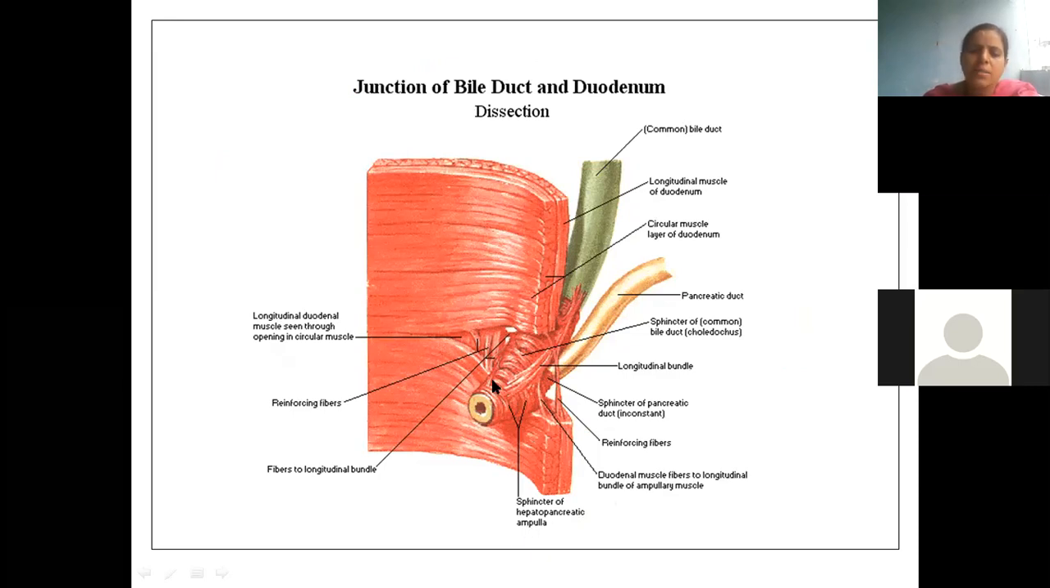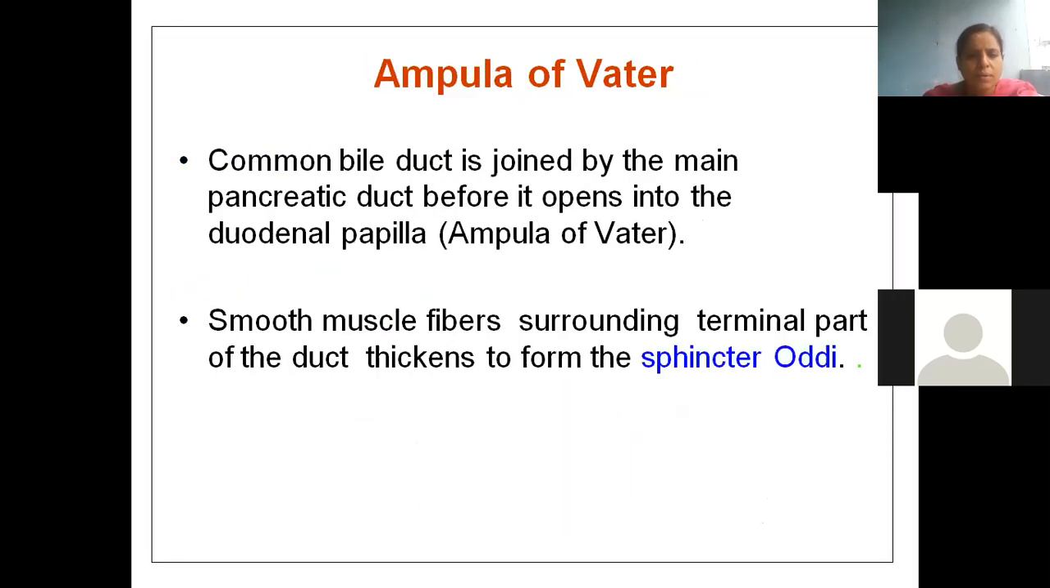It has circular muscles surrounding it, which you call a sphincter. Surrounding the common bile duct, you call it the sphincter of the choledochus. Surrounding the pancreatic duct, you call it the sphincter of the pancreaticus. Together, around the hepatopancreatic ampulla, you call it the sphincter of Oddi, also called the hepatopancreatic sphincter. So smooth muscle fibers surround the terminal part of the hepatopancreatic ampulla, and there we have the sphincter of Oddi.